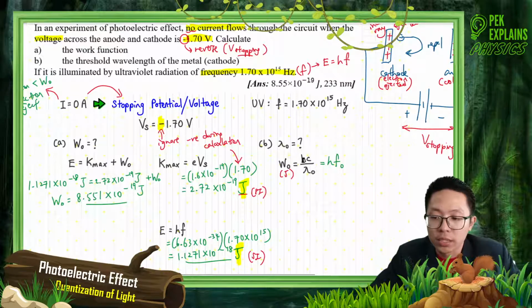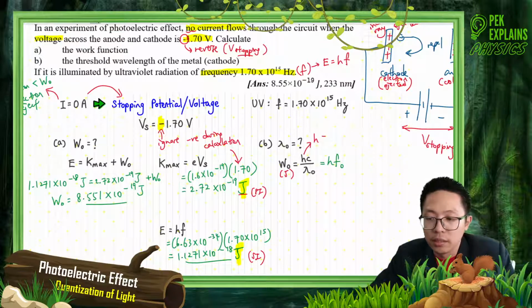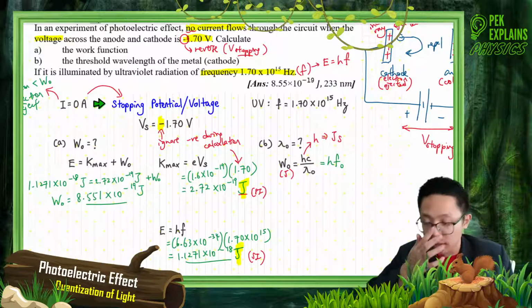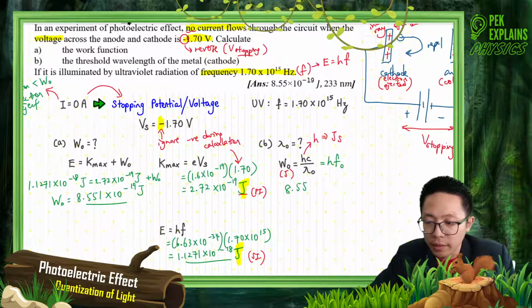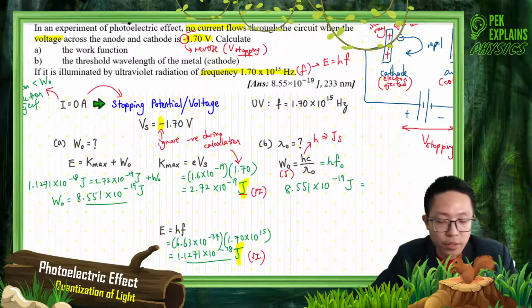Why must the work function here be in joule? Because our Planck constant h has unit joule second. So that's why the work function here is also in joule, an energy unit. Now this is just substitution. I got the work function in joule, so it's safe to substitute. If it were in electron volt, I would need to convert first. This one can be substituted straight away.